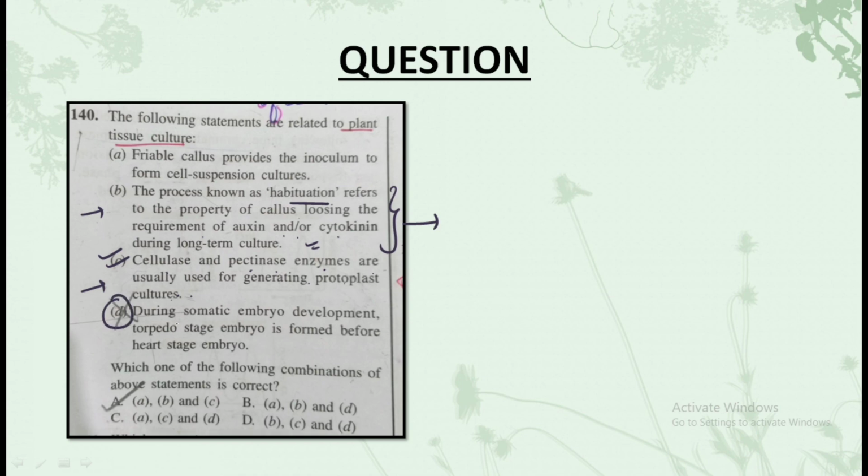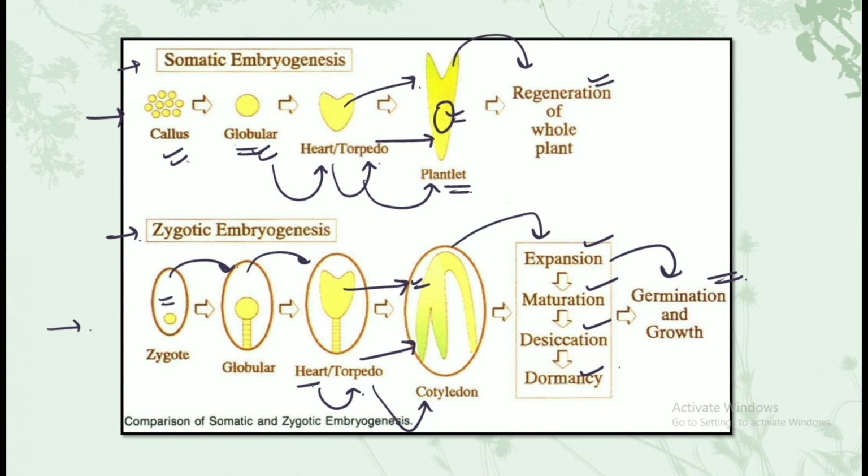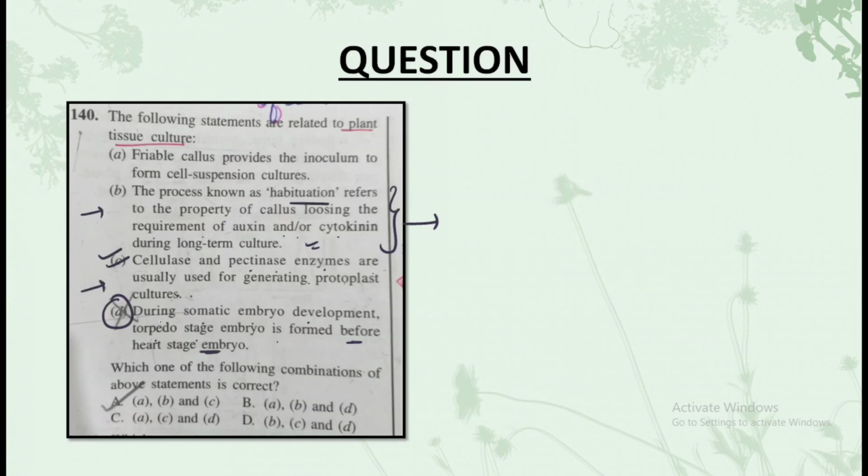The fourth option says that during the somatic embryo development, the torpedo stage is formed before the heart stage, which is an incorrect statement. Why? Because we have just discussed that the torpedo is formed after the heart stage, not before that. Hence, it is an incorrect statement. So, if we remove the statement D from the options given, we can easily find out that our correct answer is option A, that is A, B and C are correct statements.